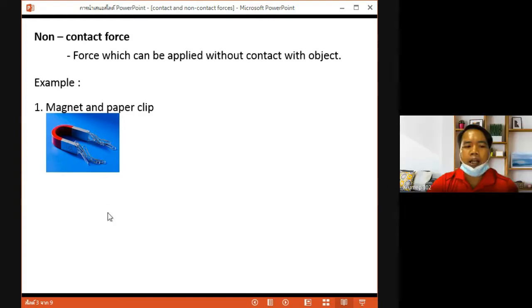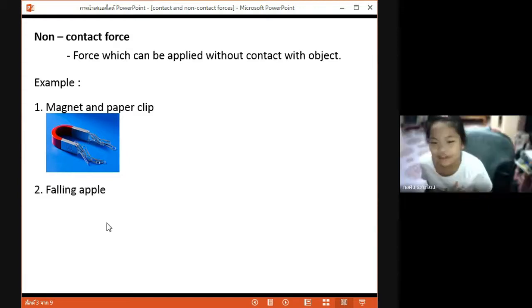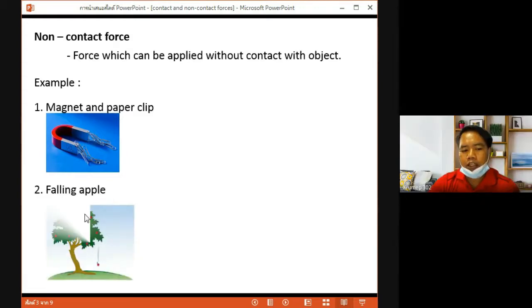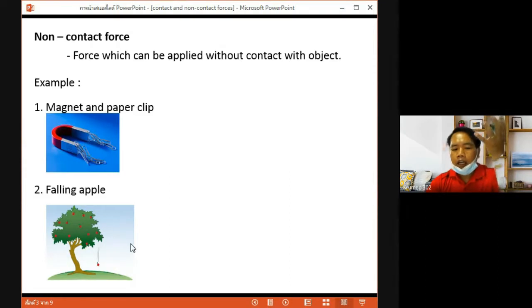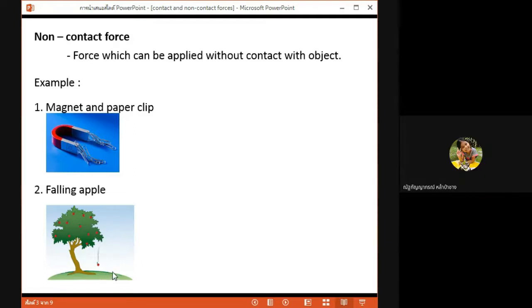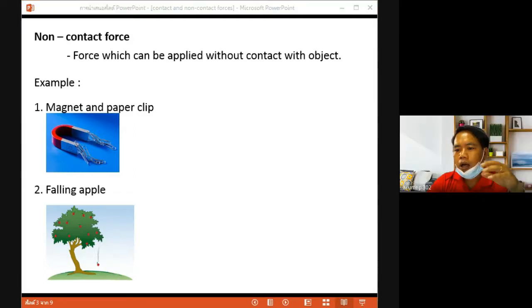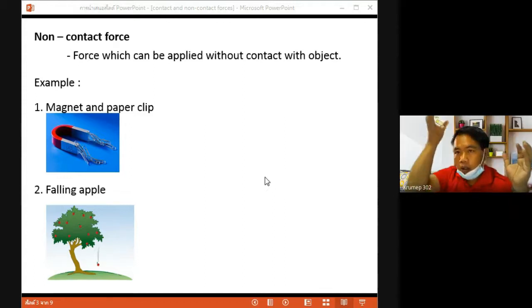Okay, so another example here is a falling apple. So in the picture, you can see a tree of apple. If the apple is ripe, it will fall without a person holding the apple or throwing the apple. It just falls. Understand?